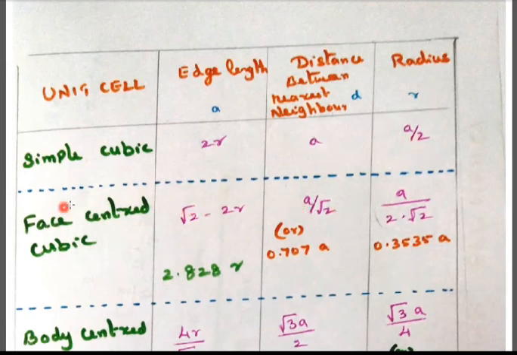In the case of face-centered cubic, FCC, the edge length is root 2 into 2r. In short, substituting the root 2 value, 1.414 into 2, we are getting 2.828 r. The FCC distance value is nothing but a by root 2, or we can consider 1 by root 2 into a, which is 0.707 a in short. The radius of the FCC is a by 2 root 2, that is 1 by 2 root 2, the value being 0.3535 a.